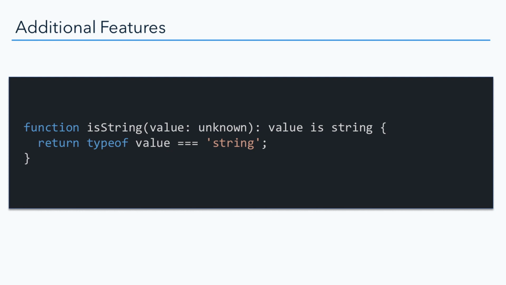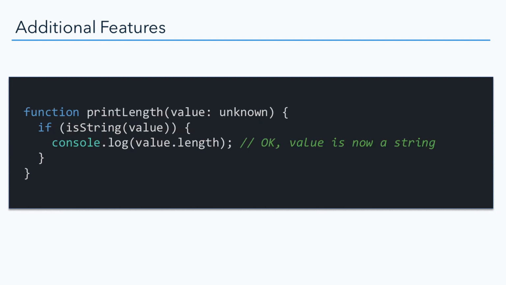Typeof type guards. TypeScript has built-in support for type guards based on the typeof operator. For example, you can define a type guard for a string as follows. This function checks if the input value is a string and returns true if it is. You can use this function to narrow the type of a variable or parameter to a string.